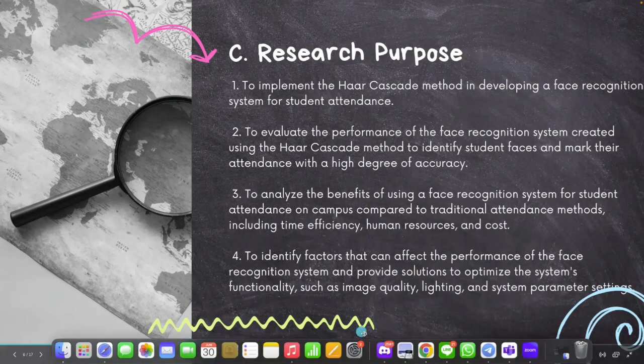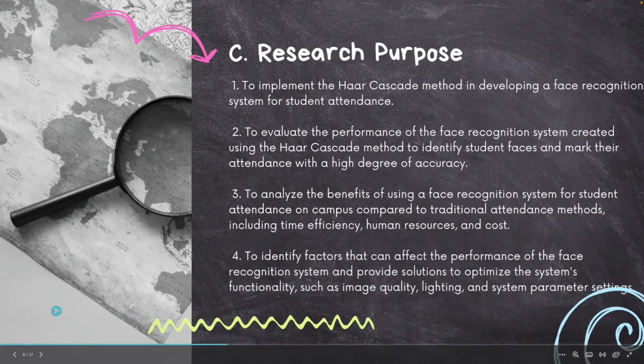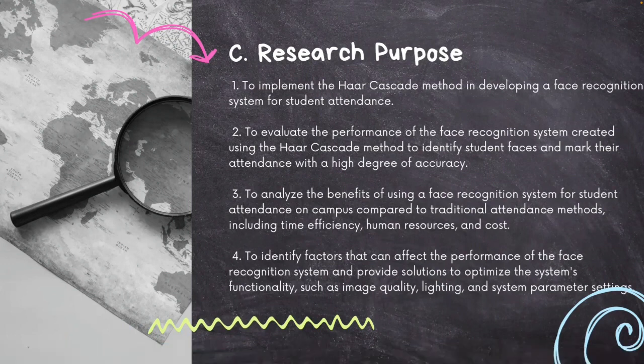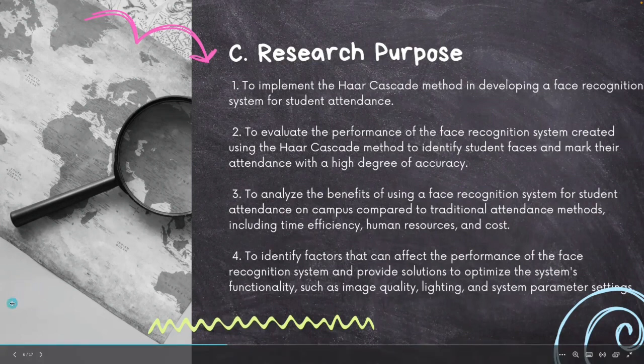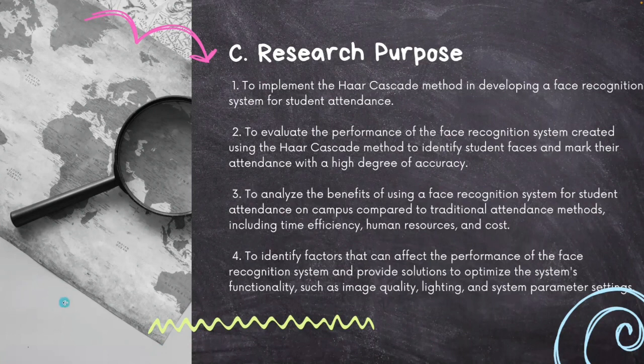be optimized? For research purposes, first, to implement the Haar cascade method in developing a face recognition system for student attendance. Second, to evaluate the performance of the face recognition system using the Haar cascade method. Third, to analyze the benefits of using a face recognition system for student attendance on campus compared to traditional attendance methods. And last, fourth, to identify factors that can affect the performance of the face recognition system and provide solutions to optimize the system functionality.